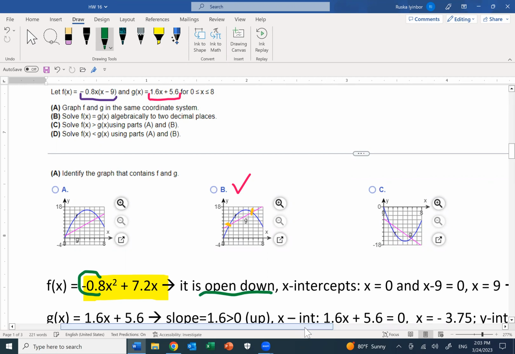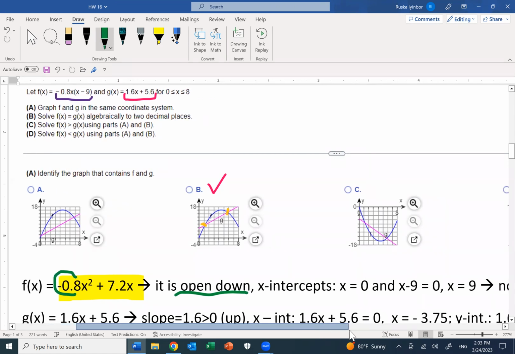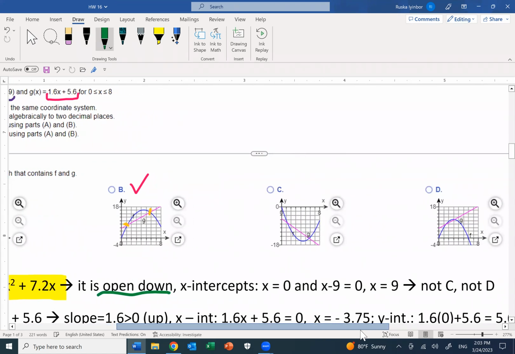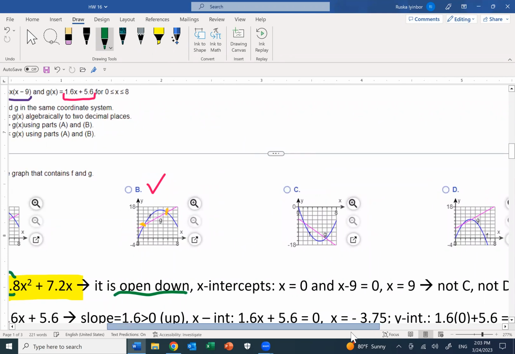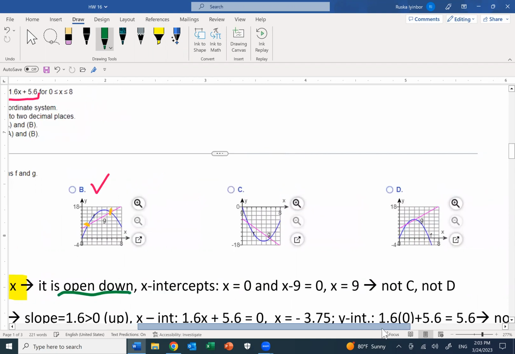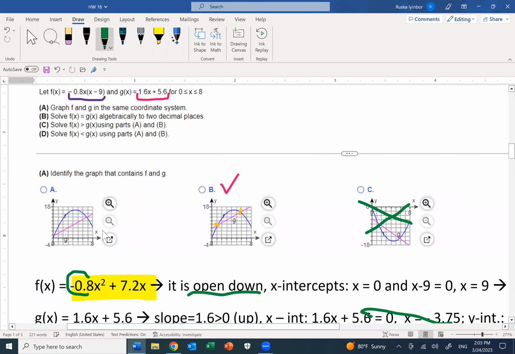And we find the x-intercept when you solve it equals 0. This is 0 and 9. You're crossing the x-axis at 0 and 9. And also the parabola is up and down. So looking at my 4 graphs, it's not C because C opens up. C is the only one you're going to exclude from these graphs, because all the other graphs open down.